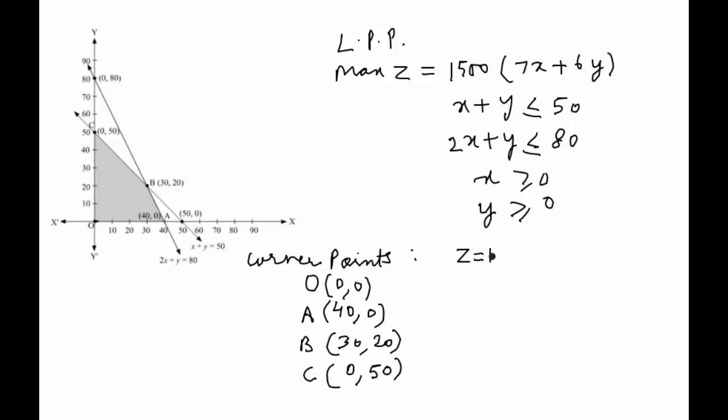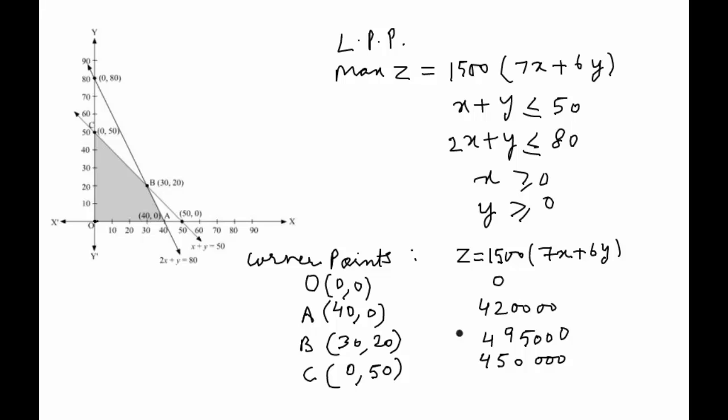Z is equal to 1500 into 7x plus 6y. So substituting the values, for A (40, 0) we get 420000. For B (30, 20), we get 495000, and for C (0, 50), we get 450000. So out of these values of Z, it is very much clear that this is the maximum value Z can attain.